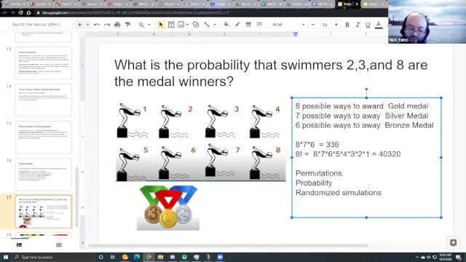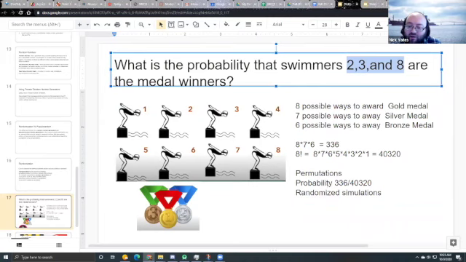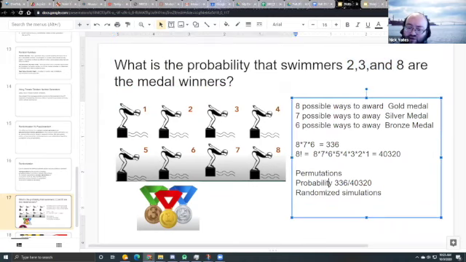So the probability would be the first number divided by the second number, 336 divided by 40,320. That would be the probability that those particular swimmers are the medal winners. And again, what does that have to do with randomization? Well, I could calculate that probability for something maybe as simple as this, but often in real life, there are more variables and we might want to do a randomized simulation.